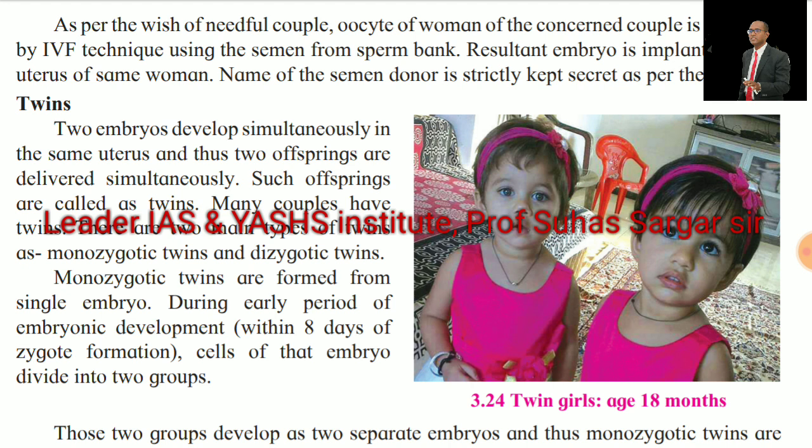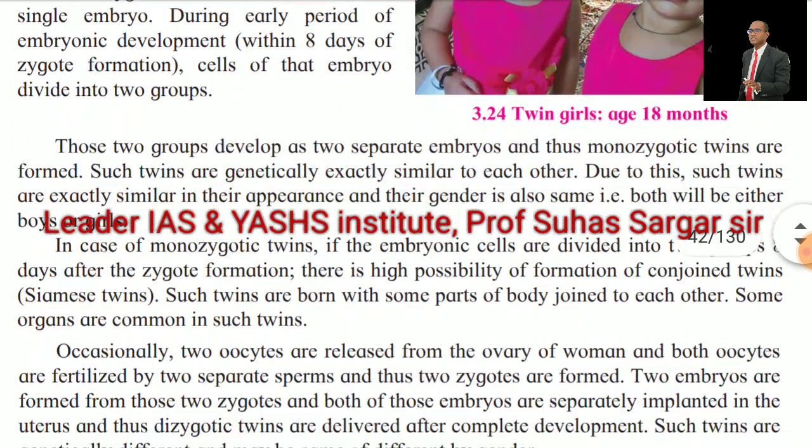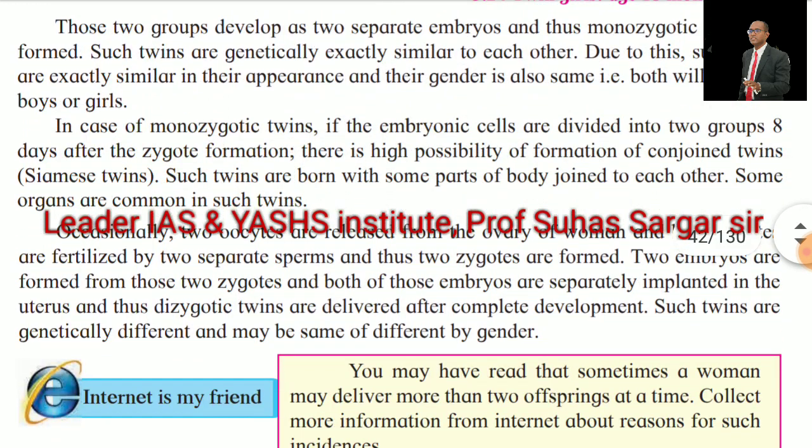Monozygotic twins are formed from a single embryo during the early period of embryonic development. Within 8 days of zygote formation, the cells of that embryo divide into two groups. Those two groups develop as two separate embryos, and thus monozygotic twins are formed. Such twins are genetically exactly similar to each other. Due to this, they look exactly alike, and their gender is also the same. That is, both will be either boys or girls.